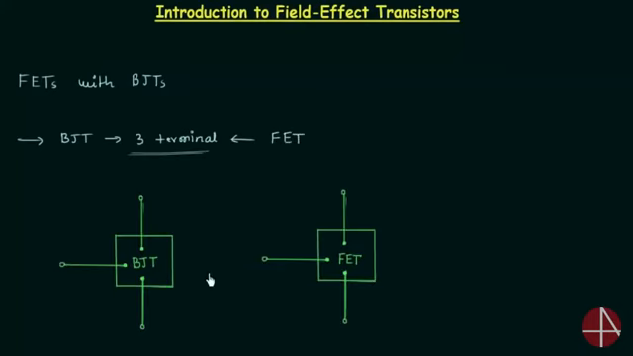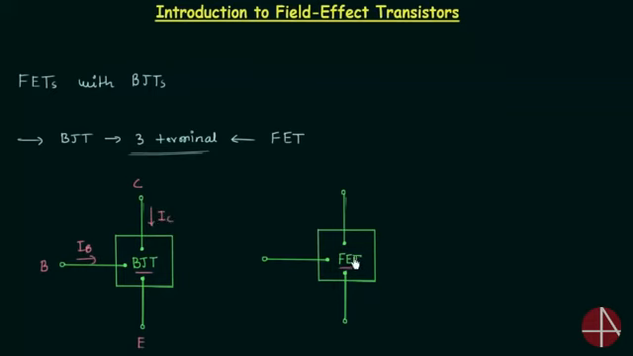In this figure, you can see the first box is representing the BJT and the second box is representing the FET. And in case of BJT, we have 3 terminals. This terminal is the base terminal, this terminal is the collector terminal, and this terminal is the emitter terminal. The current IB is the input current, and the current IC is the output current in case of BJT.